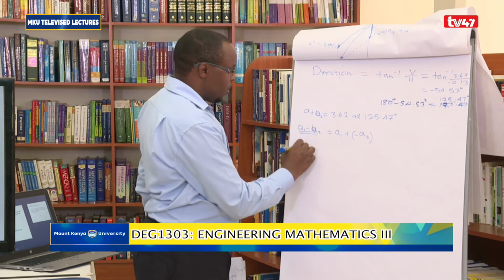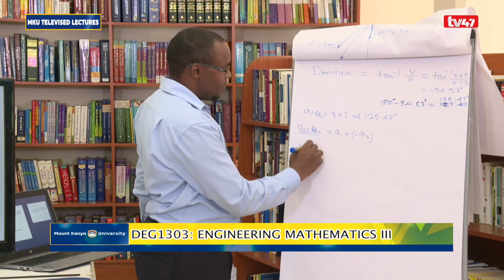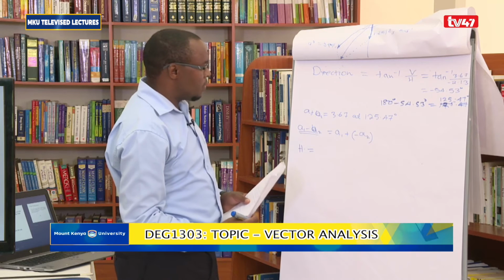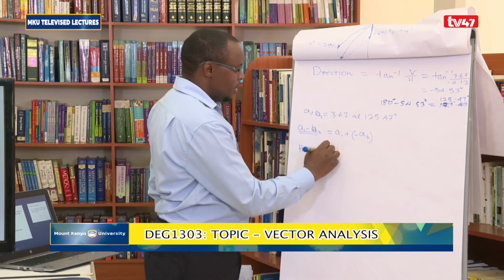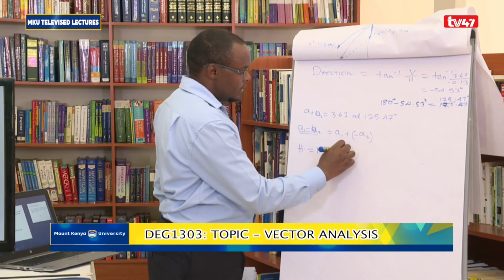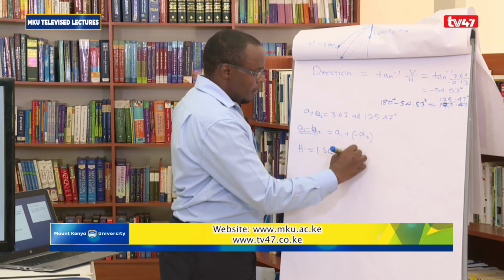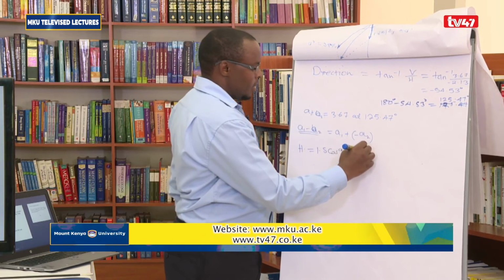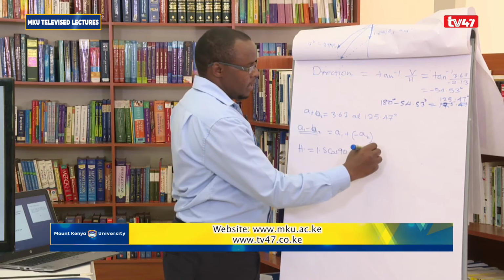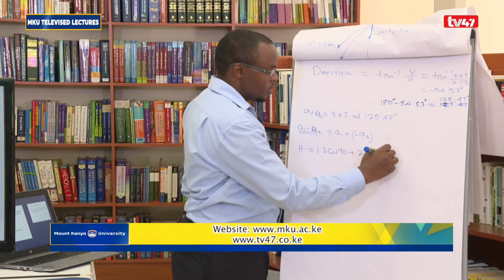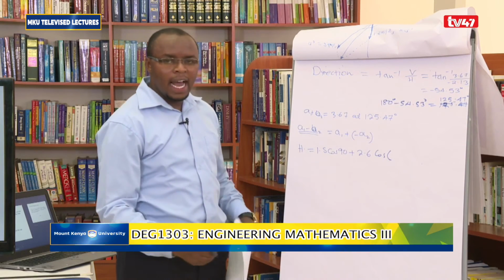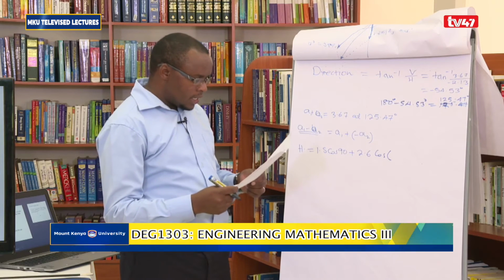So the horizontal component of this is going to be given by 1.5 cos 90, and then plus 2.6 cos, so this is the angle here. Now we have said that it's going to change the direction.